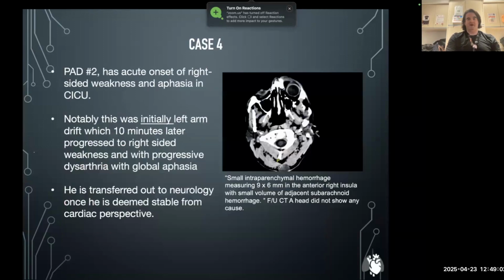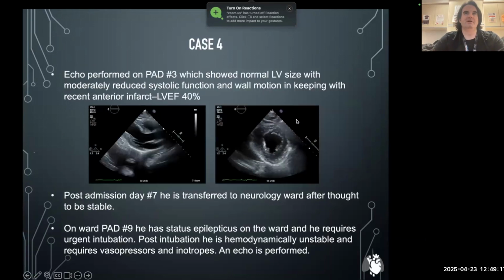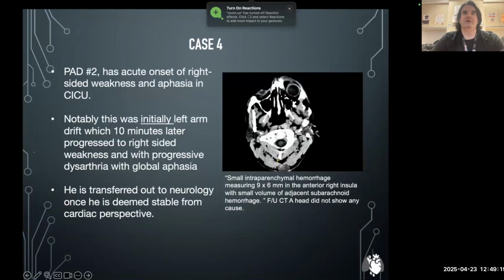Everything is hunky-dory, except on day 2 post-admission he has acute onset of right-sided weakness. Actually, that's not true, because initially it was a left arm drift, which 10 minutes later became right-sided weakness with progressive dysarthria and global dysphagia. Oh, sorry, I'm just trying to get this to play, but it doesn't want to play. Okay. He is transferred out to neurology when he appears stable.